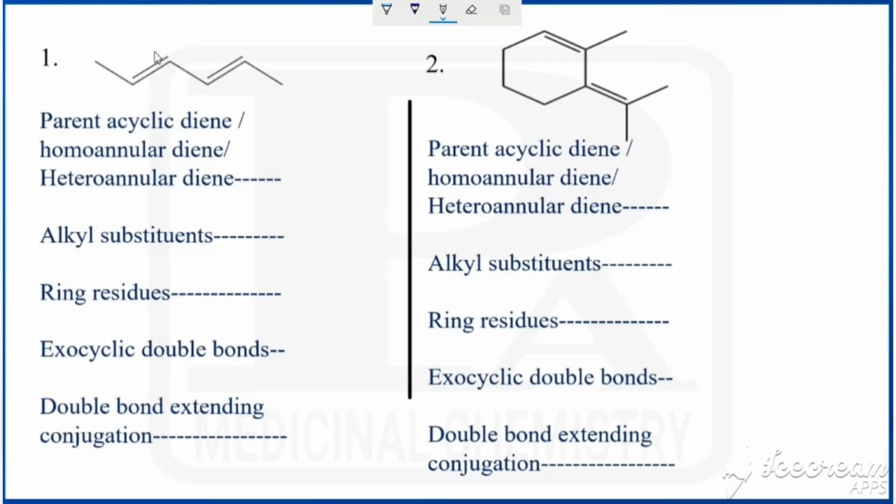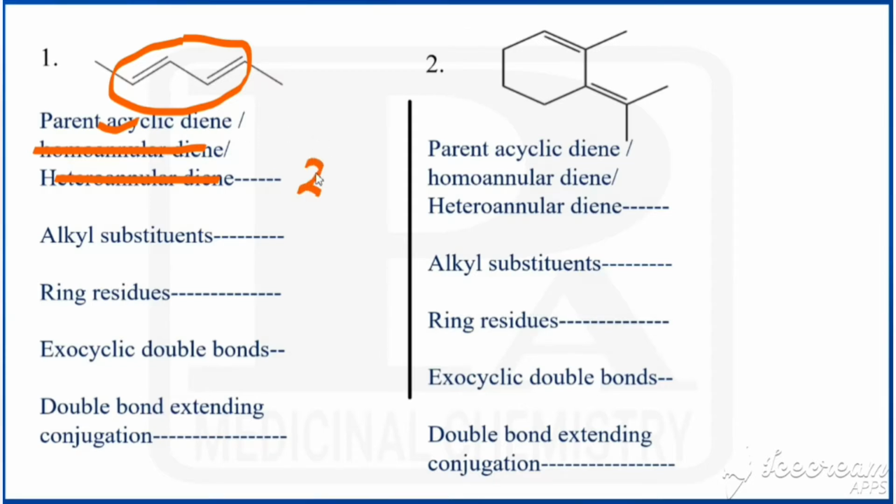So what is our first step? We have to find out the conjugated diene. So this would be the conjugated diene. There are three options for the parent: acyclic diene, homoannular diene or heteroannular diene. Here we have only an acyclic diene, not homoannular or heteroannular. So what is the base value for that? That is 217 nanometer.